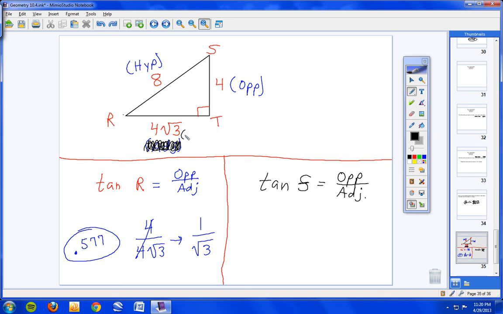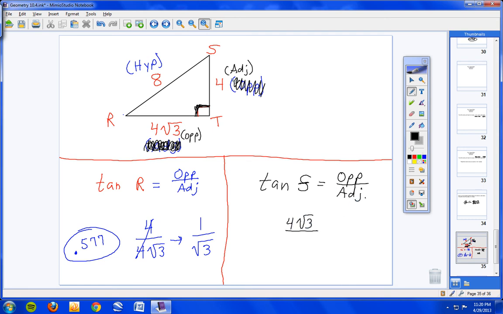So now this side over here is my opposite side. Okay. Well, this is still hypotenuse. That's not going to change. As long as this is your right angle right here, the hypotenuse is not going to change. So now the only side left is this side, so we call this our adjacent side. So now what's the tangent of S? Well, let's see. Opposite goes up top. That's 4 square root of 3.